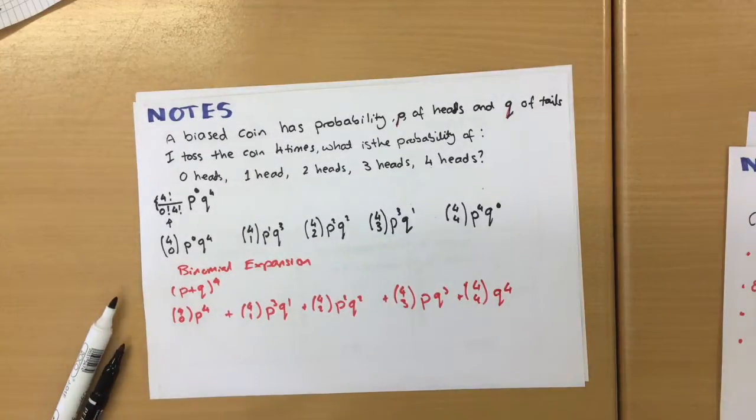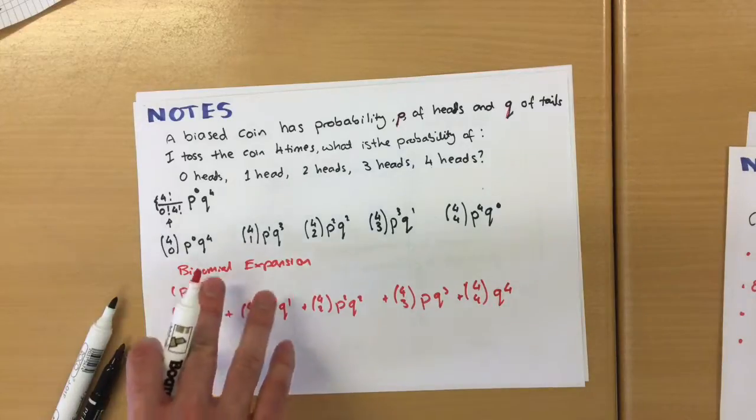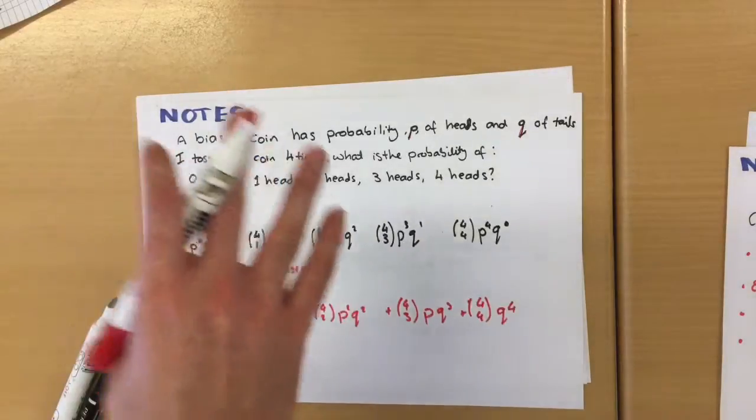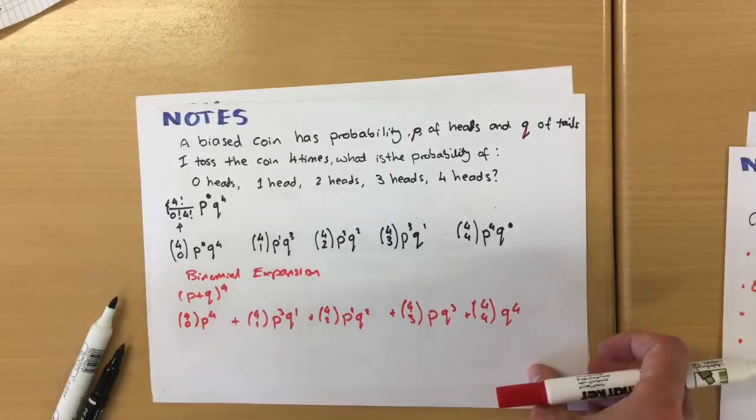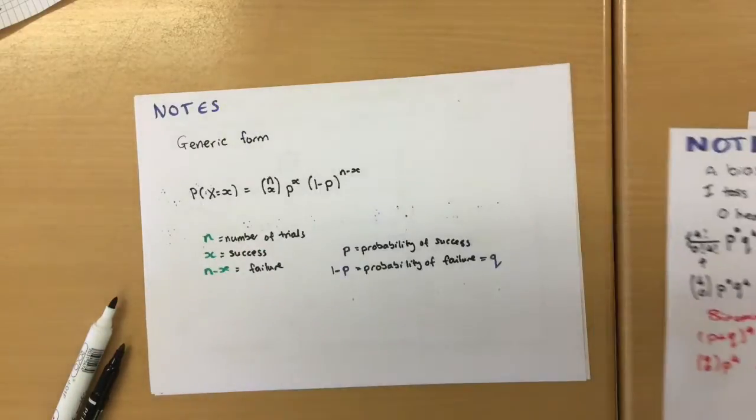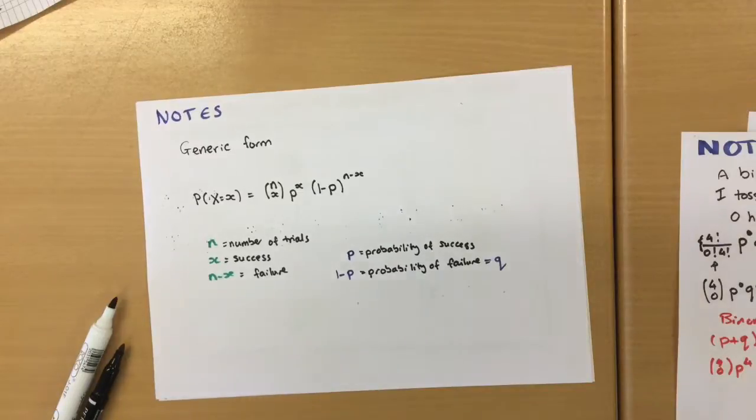So what's really nice now is you can see the link between your binomial expansion in C2 and our work in statistics, which does mean you can jump between places you want to go much faster working it out. So a generalized version of that, in a generic form, looks like this.